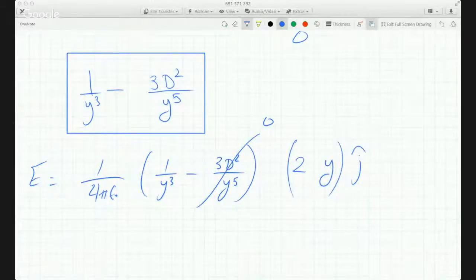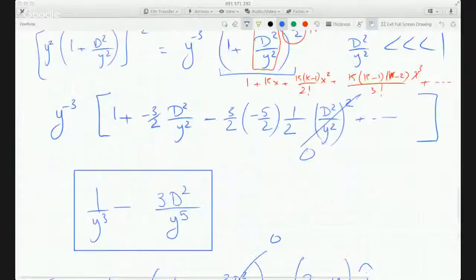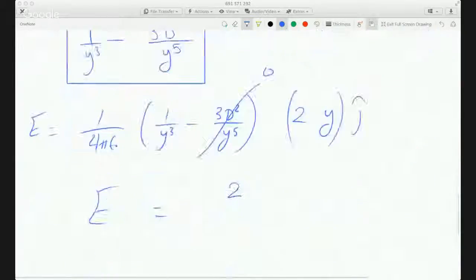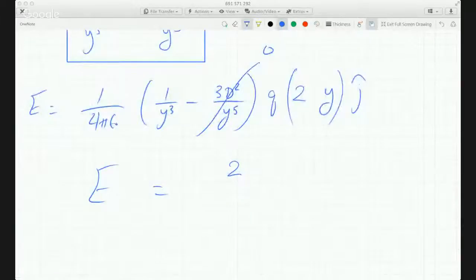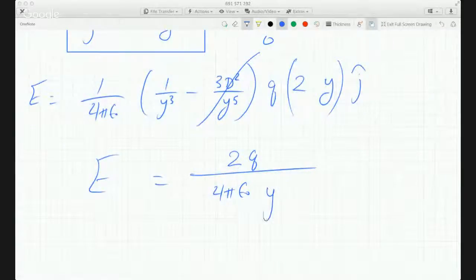And notice here something interesting happens. y cancels with y, and you get 2. Oh, I forgot the q here somewhere. So this is q. So I get 2q over 4 pi epsilon y squared j. Now, does that make sense?